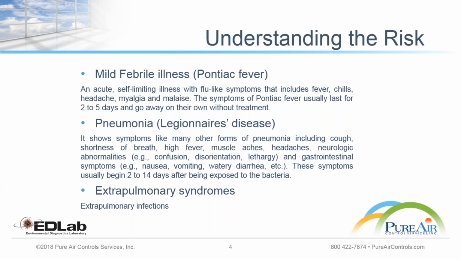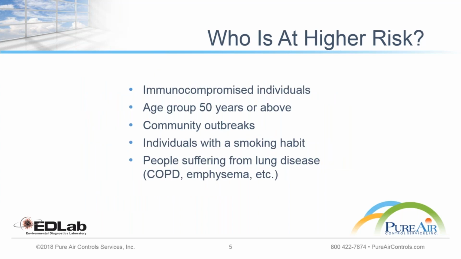Okay, so now we know what it can do to individuals. Can you tell us, Dr. Sahay, what groups are at higher risk, if any? Sure. The people having a compromised immune system or immunity are the major high-risk group in the population, and that's why they are called immunocompromised individuals.